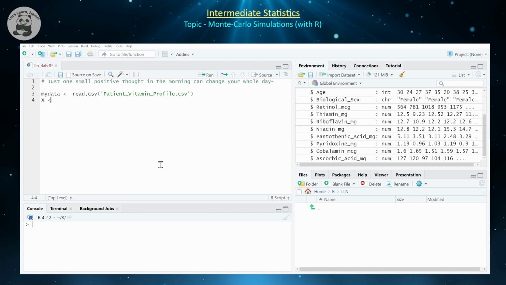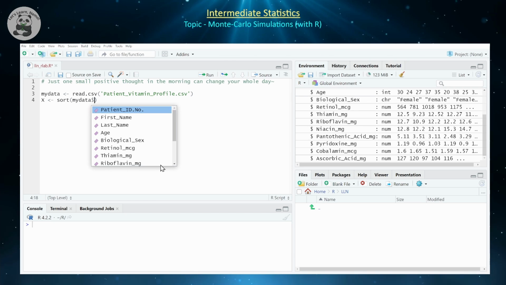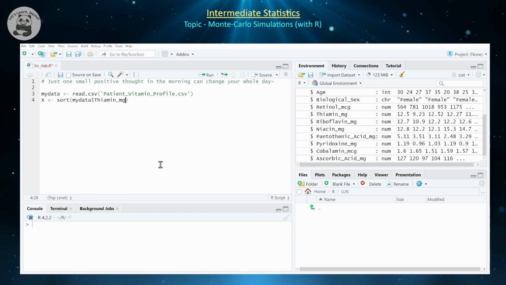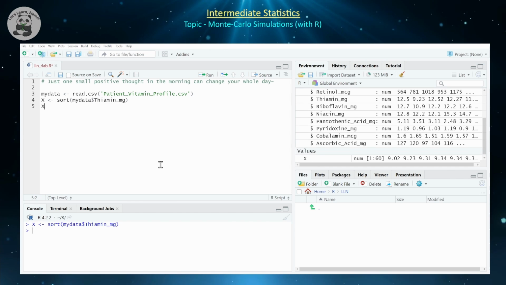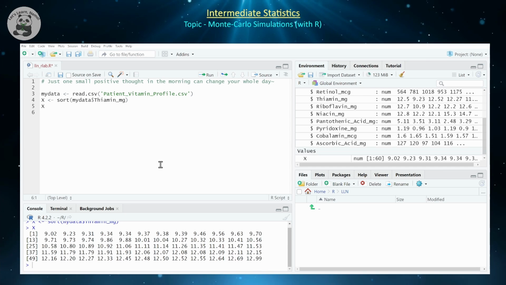So what I want to do is define that variable to be equal to the thiamine levels for my sample. Let's sort that from least to greatest before we do anything else. I'm going to extract the thiamine levels in milligrams from that particular sample, and that's going to give me a data set that's listed from least to greatest. So does this data set look normal to you or not? Of course, that would be subjective, right?